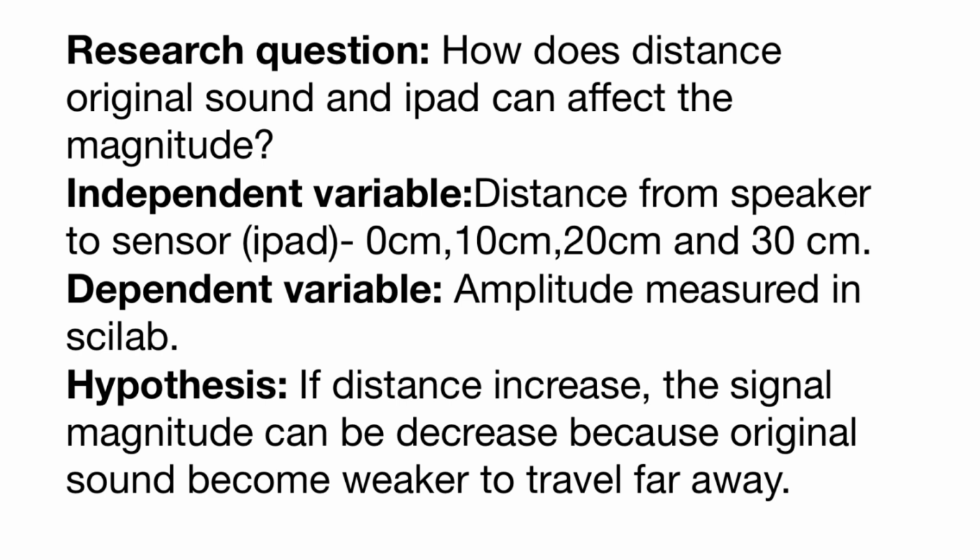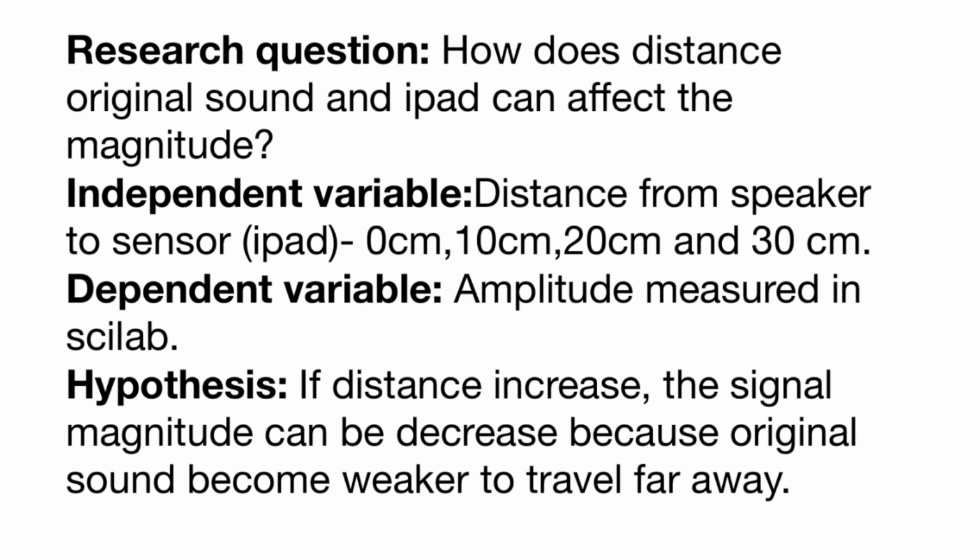In my experiment, we have an independent variable and also a dependent variable. The dependent variable is the maximum peak magnitude that we get from the software. The software that I'm using in this experiment is Scilab, and my independent variable is the distance from my sensor to the speaker. So this is my speaker, on my laptop.